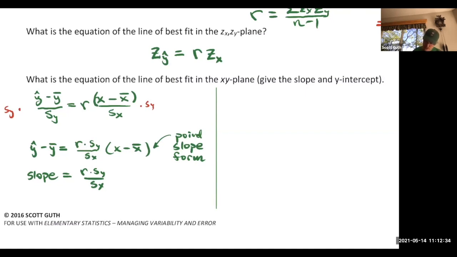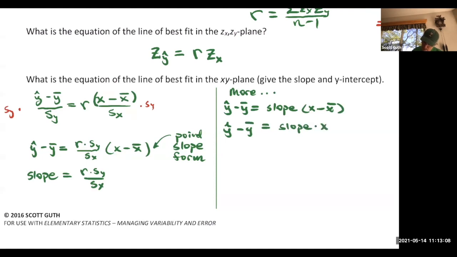Or you can just put it into slope-intercept form, which is kind of what I want to do. So I'm going to add y bar to each side. I'm going to distribute this. So I'm going to do y hat minus y bar distributing. I'm just going to use the word slope now. Okay, so equals slope times x minus x bar. So y hat minus y bar is equal to the slope times x minus the slope times x bar. And then I'm going to add y bar to each side and write it this way. I think this will be my final form.